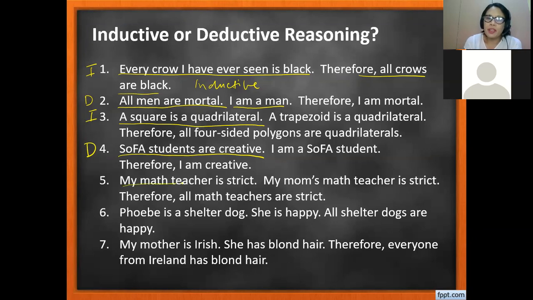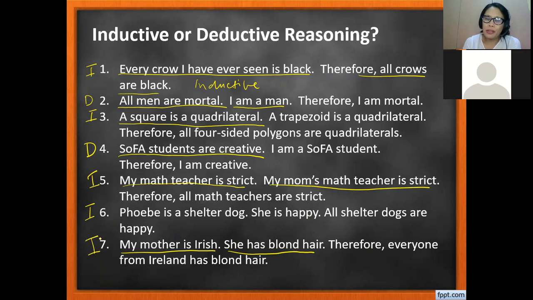Number five. My math teacher is strict. My mom's math teacher is strict. Therefore, all math teachers are strict. What's number five? Inductive. Correct. Number six. PB is a shelter dog. She is happy. All shelter dogs are happy. Inductive. Number seven. My mother is Irish. She has blonde hair. Therefore, everyone from Ireland has blonde hair. Inductive.